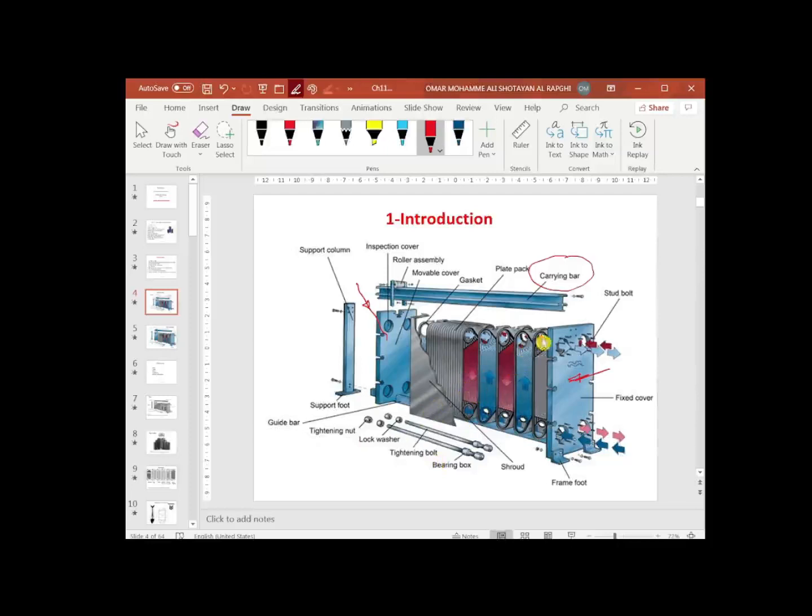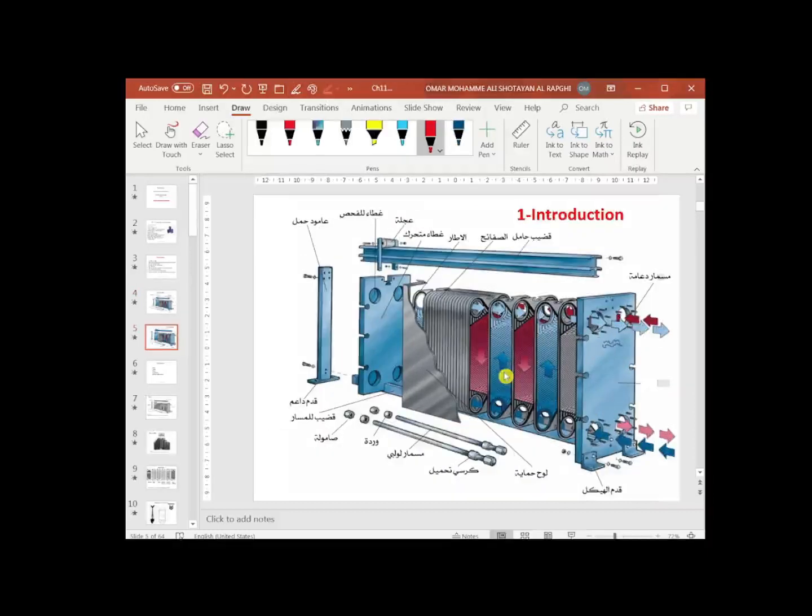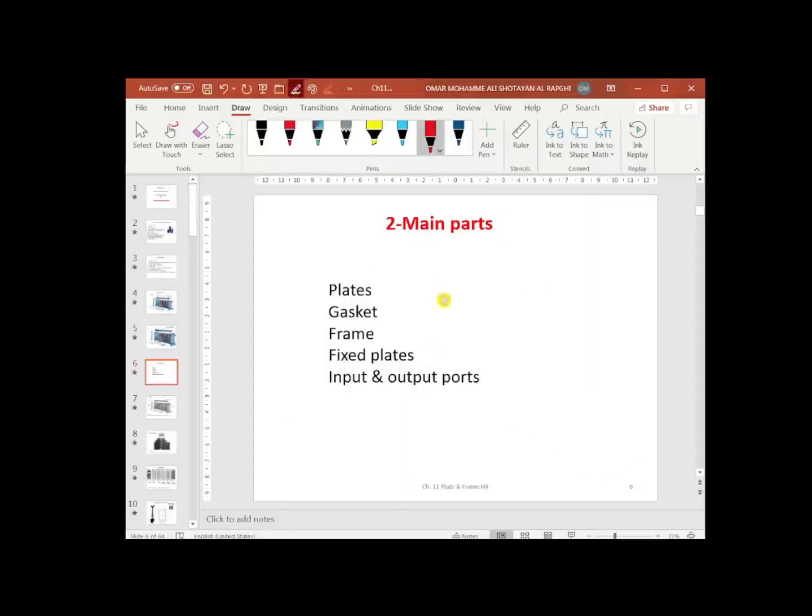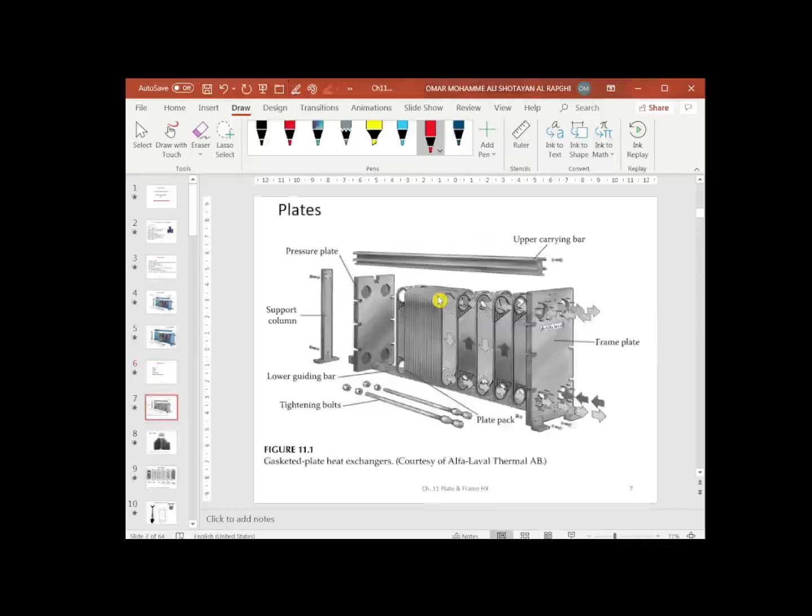Every plate has four ports, two ports for the cold fluid and two ports for the hot fluid. This is the same figure as before, but translated into Arabic. The main parts of the plate heat exchanger are the plates themselves, the gasket, the frame, the two end plates, or what they call the fixed plates, and the ports, the input and output ports.